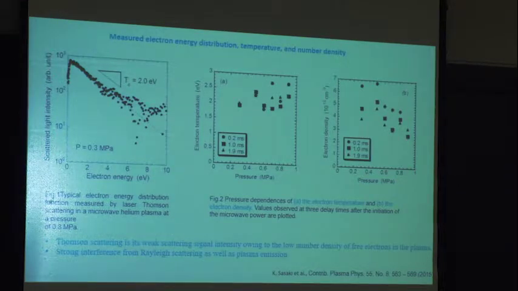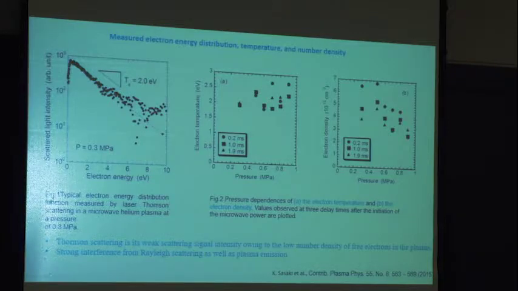If you look at the results, the scattering density as a function of electron energy shows a distribution of this shape. It has a little bit of a long tail, showing that the electron energy distribution is not a Maxwell distribution. It is a non-Maxwell-Boltzmann distribution. The average temperature is about 2.0 electron volts.